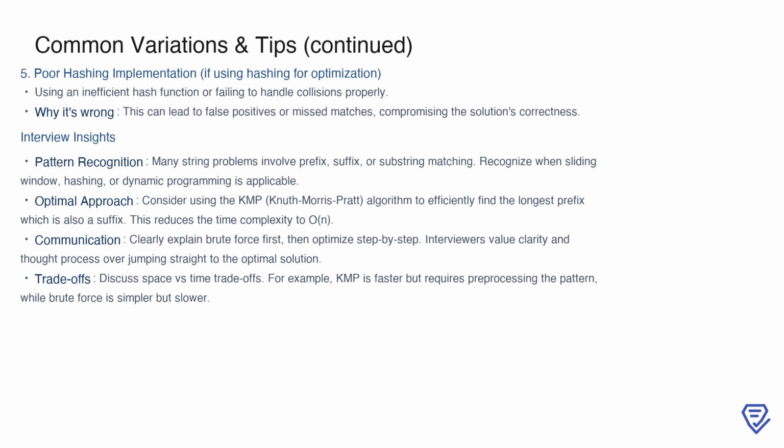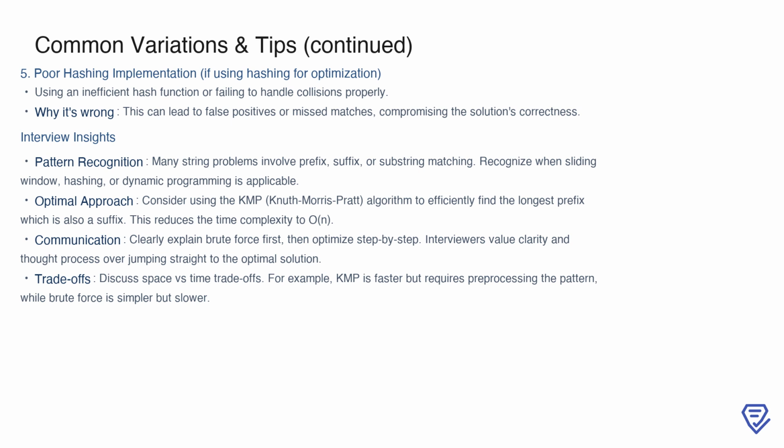correctness of your solution. Now, when you're tackling this problem in an interview, there are some key insights to keep in mind. Recognizing patterns is incredibly important. String problems often involve prefix, suffix, or substring matching, and knowing when to apply techniques like sliding windows, hashing, or dynamic programming can save time. For the longest happy prefix, the KMP algorithm is an optimal choice, reducing time complexity to O(n) by efficiently finding the longest prefix that's also a suffix.